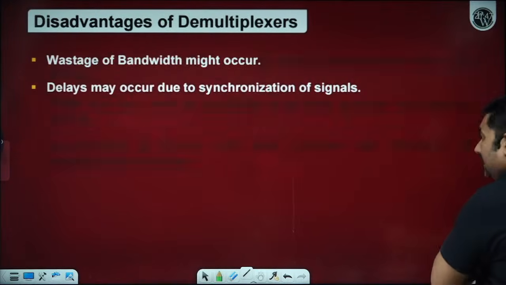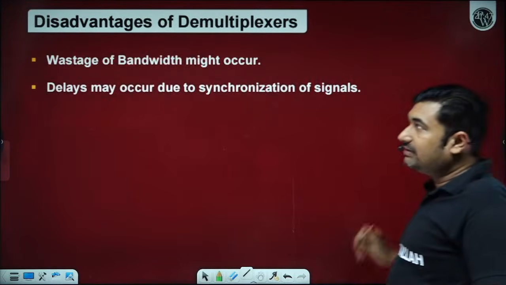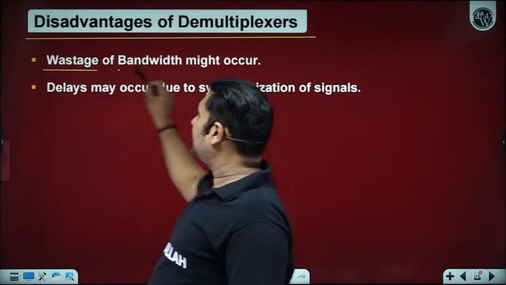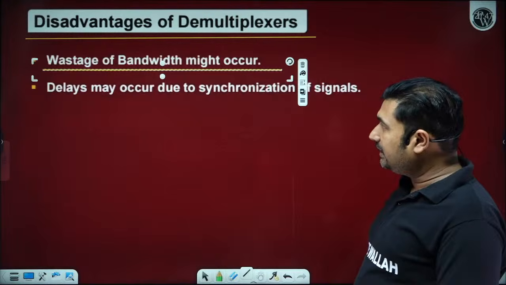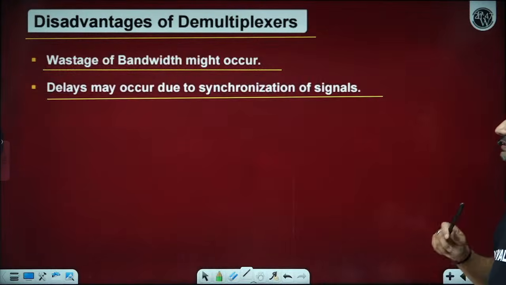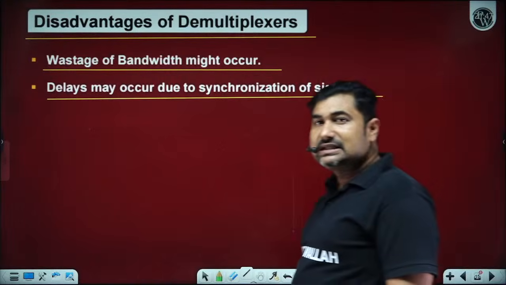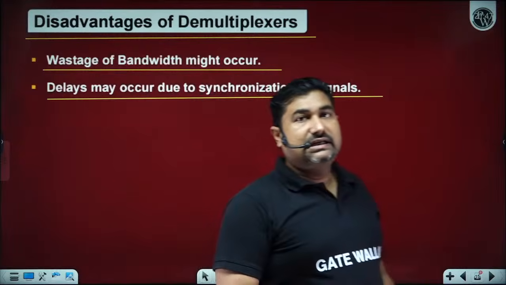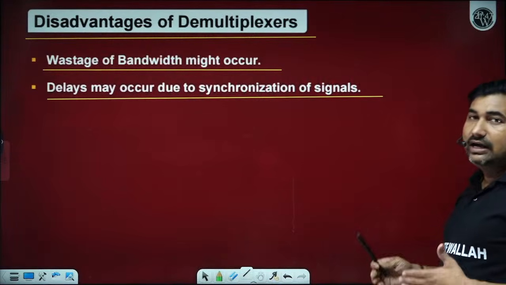Great. Now let's have a discussion of disadvantages. If we talk about disadvantages of demultiplexer, wastage of bandwidth might occur in digital data transmission, and delay may increase due to synchronization of the signals. So there is a possibility of delay, which again increases the chances of error in the system.